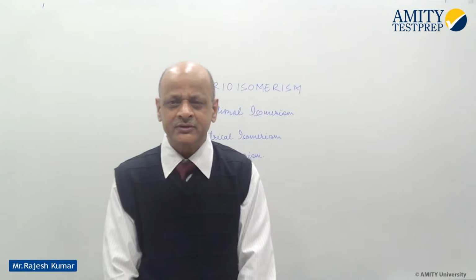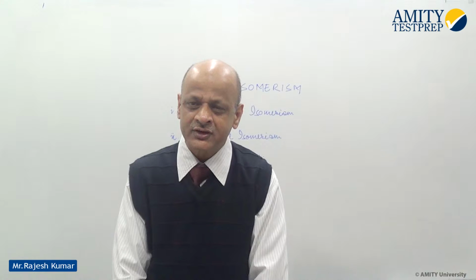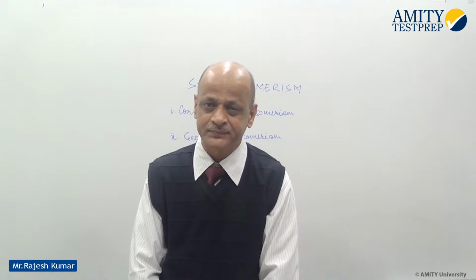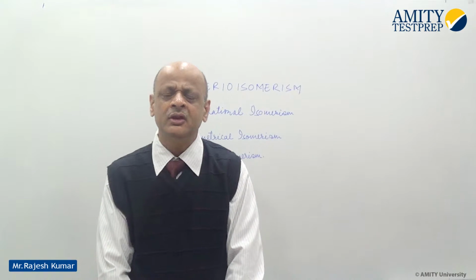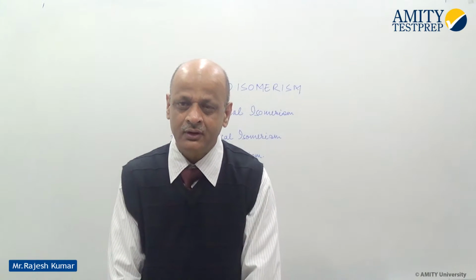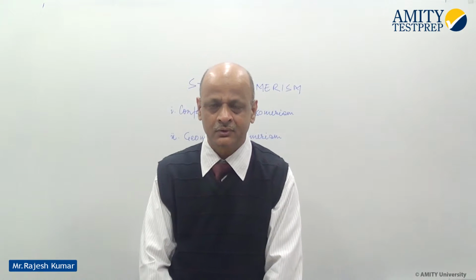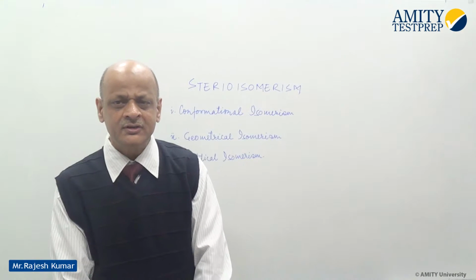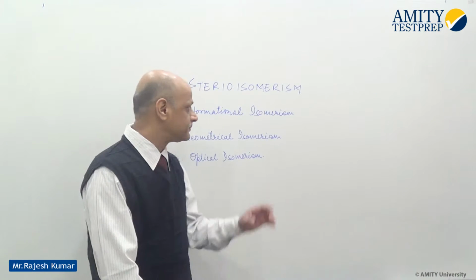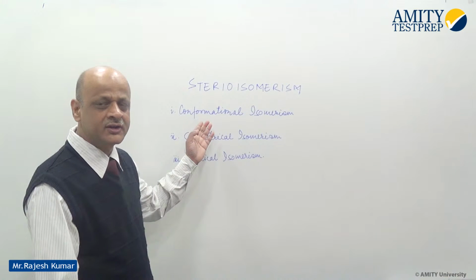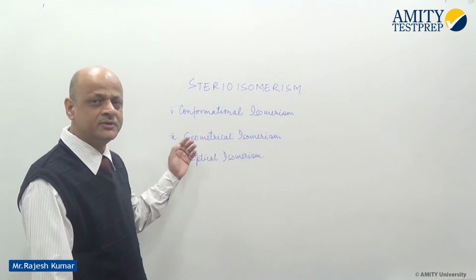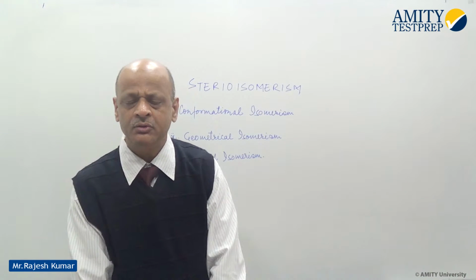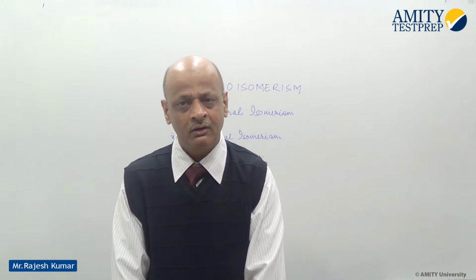It is a type of isomerism in which the molecules differ in respect of the arrangement of groups or atoms in three-dimensional space. That is, they differ in respect of their configuration, not in their constitution. Stereoisomerism is further of the following three types: conformational isomerism, geometrical isomerism, and optical isomerism. One by one, we are going to discuss each one in detail today.